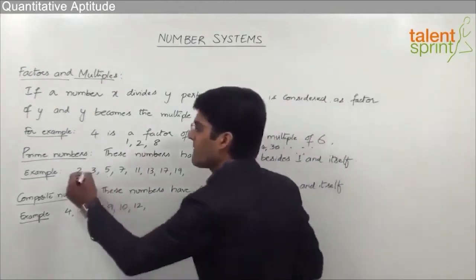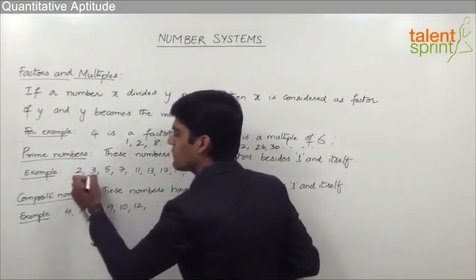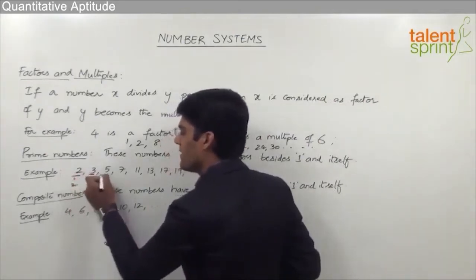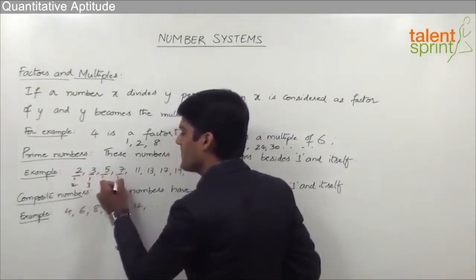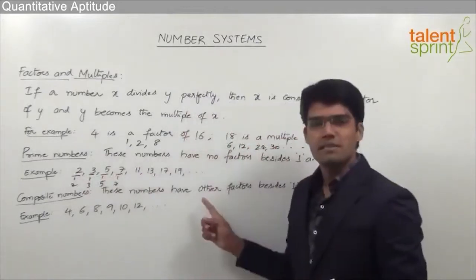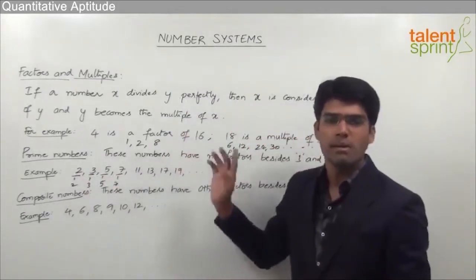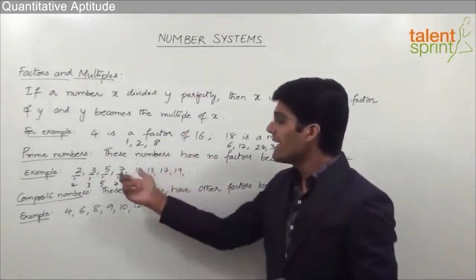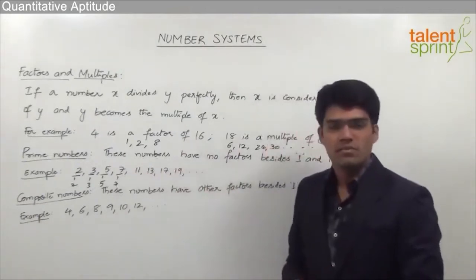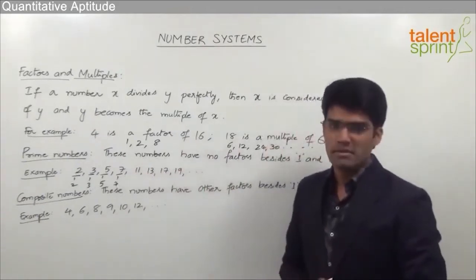For example, the factors of 2 are 1 and 2. Factors of 3 are 1 and 3. For 5, 1 and 5. For 7, 1 and 7. These numbers are divisible only by 1 and by the number itself. No other number can exactly divide such numbers. So these numbers are called prime numbers.